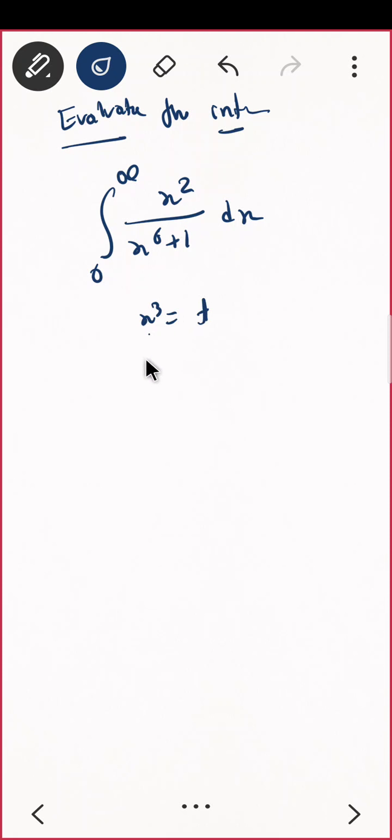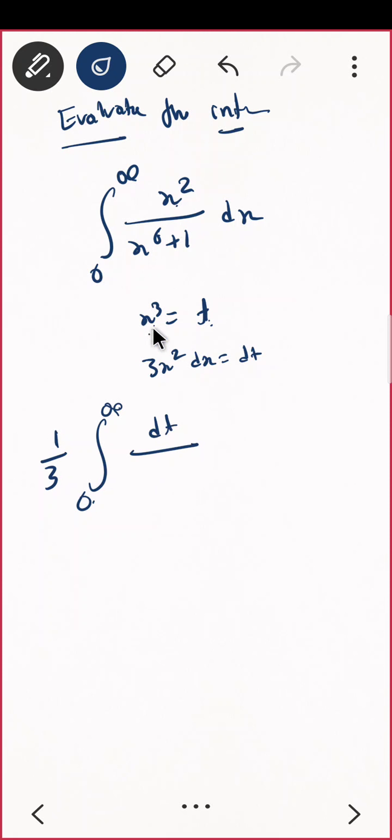So in this integral, as x goes to 0, t will also go to 0, so the limits remain 0 to infinity. But here x square dx will be dt by 3. So it will be 1 by 3 dt upon t square plus 1. Do you see? So both the integrals are the same. Do you agree first of all? Correct. So it is easy to solve this one instead of this. Is it easy to handle this?